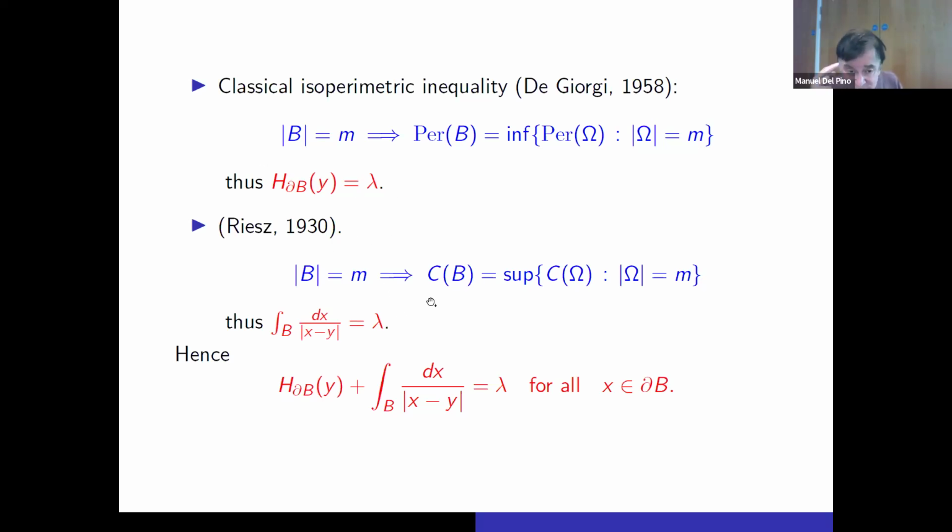On the other hand, there is a result by Riesz in 1930 that states what I was also saying, that the balls with volume M actually maximize the other term, the Coulombian interaction part. And that implies that this is also constant. And we end up with this relation satisfied in a ball. Here I meant for all y in the boundary of the ball.